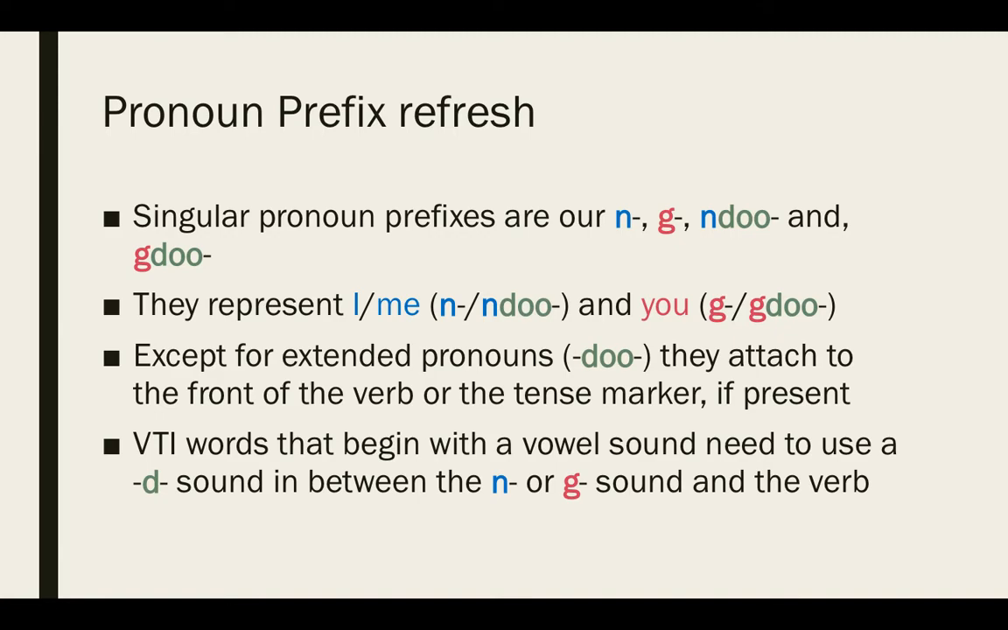VTI words that begin with a vowel sound need to use a D sound in between the N or G sound and the verb. So for example, we talked about opdopton in the last lesson, and how it needed a D sound in between the N or G sound.